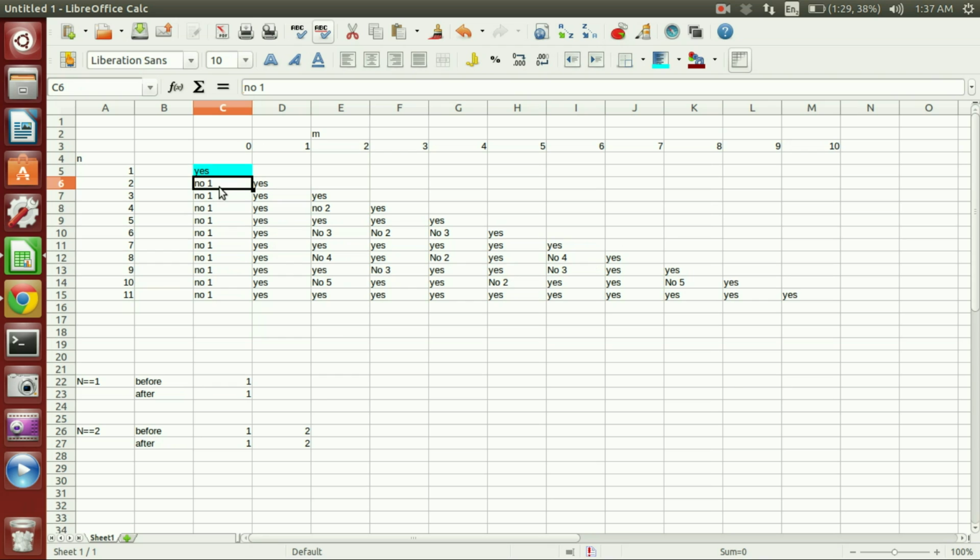Before that, some trivial cases will be discussed. First is m equal to 0. Let's take m equal to 0 for n equal to 2. Before, the array was like this, 1 2, and after taking the first m numbers and adding them to the back, we get the same values again. Note that whenever we get the values the same, the answer would be no 1.